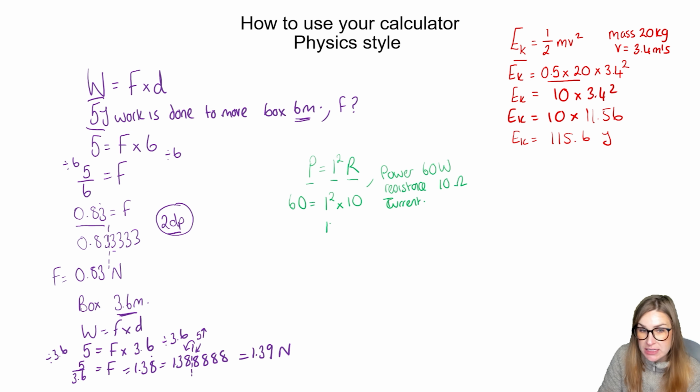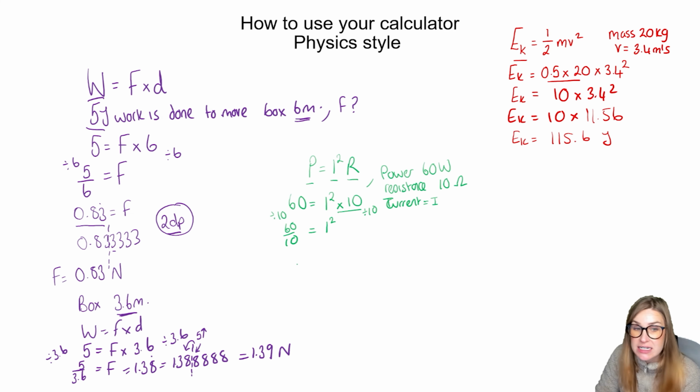So now I want to get current squared by itself. I is what we always use to represent current. To get I squared by itself, I get rid of this multiply by 10. The opposite of multiplying by 10 is divide by 10. What we do to one side, we do to the other. So I'm doing 60 divided by 10, which is 6. That is my I squared. I want I by itself, so I have to do the opposite of squaring, which is square root, and we do it to both sides. So my I is the square root of 6.